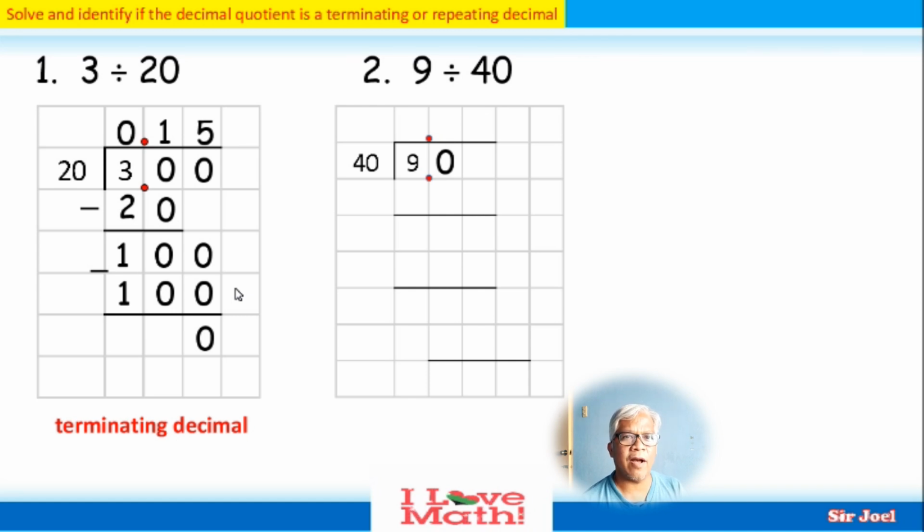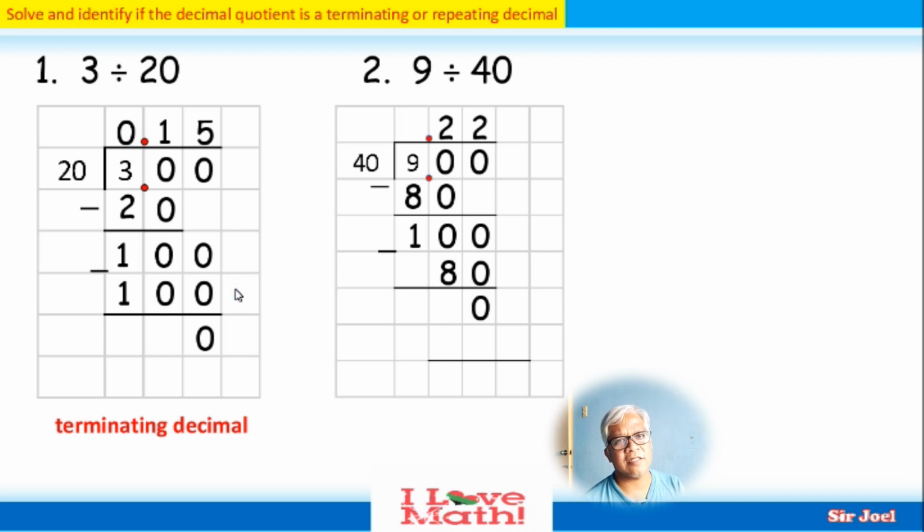Okay? How many groups of 40 in 90? Of course, dalawa. 2 times 40 is 80. Okay? Then 90 minus 80, we have 0 minus 0 is 0. 9 minus 8 is 1, meaning 90 minus 80 here is 10. Then add another 0. Bring it down. So it is now 100 divided by 40. Of course, the answer is 2. And 2 times 40 is 80.